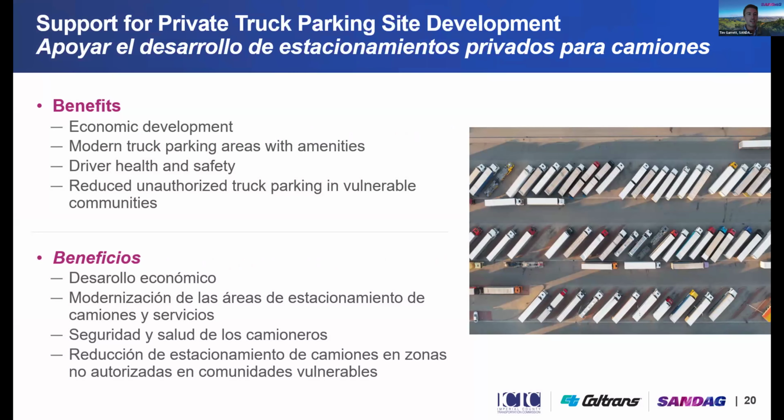Okay, so this next one is a program. This would be a program led by a public agency, and so it would be support for private truck parking site development. The one I mentioned earlier was very similar, but it was more focused on a public administration perspective. This would be more led by the private side, private developers, but it would be providing some sort of support or incentive to provide more privately owned and operated truck parking sites.